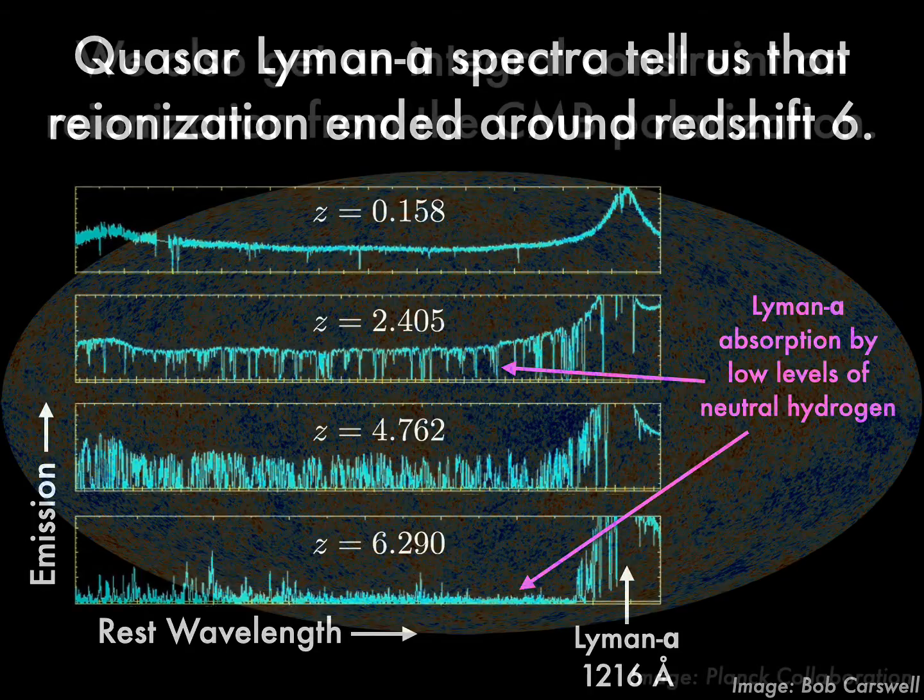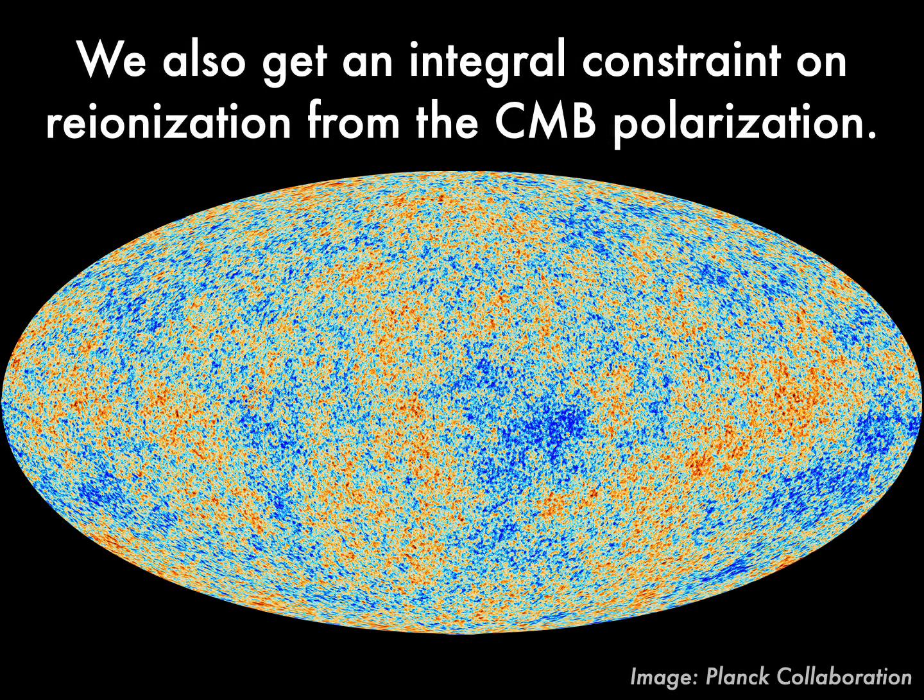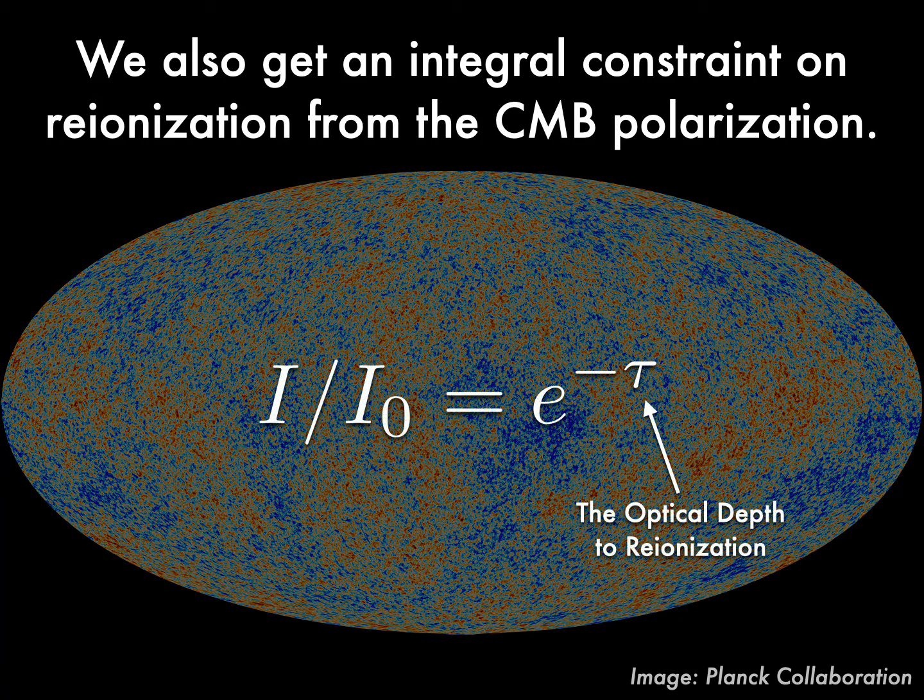And likewise, we can look at the cosmic microwave background, and specifically the fluctuations in its polarization, and we can learn something about reionization using the parameter tau. So those fluctuations are damped out by a factor e to the minus tau, which is the optical depth to reionization. It's the total electron content between us and the CMB. And so we can say something about the rough timing of reionization.